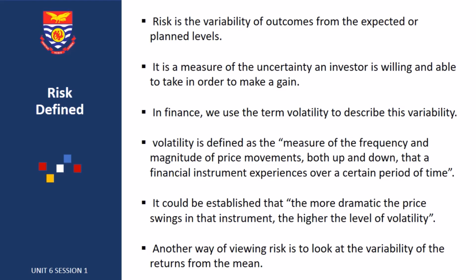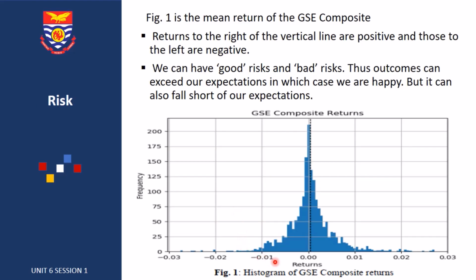Another way of viewing risk is to look at the variability of the returns from their mean. Figure 1 here is a histogram of the Ghana Stock Exchange Composite Index, showing the mean return. The returns to the right of the vertical line have to do with positive returns, and the ones to the left have to do with negative returns. It could also simply mean good news and bad news. We can have good risk and bad risk. Outcomes can exceed our expectation, in which case we are happy, but they can also fall short of our expectation, in which case we will have issues.